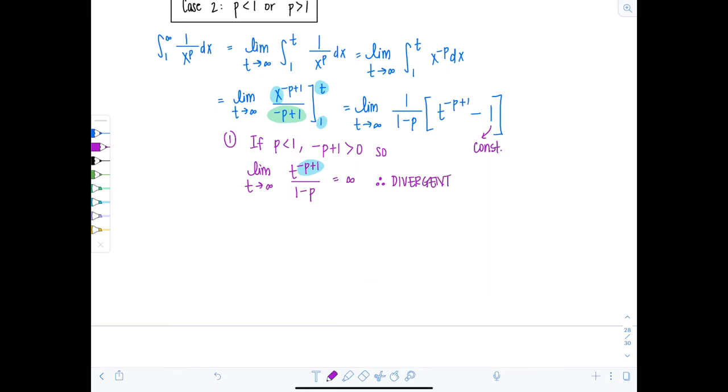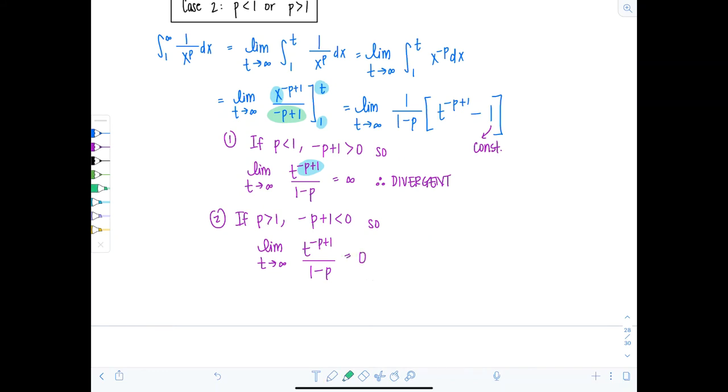So I took care of showing the integral is divergent for p equal to 1 and p less than 1. Now what happens if p is greater than 1? Well, then negative p plus 1 would be negative, right? Because p is larger than 1. So then the limit as t approaches infinity of t to the negative p plus 1 divided by 1 minus p would equal 0.